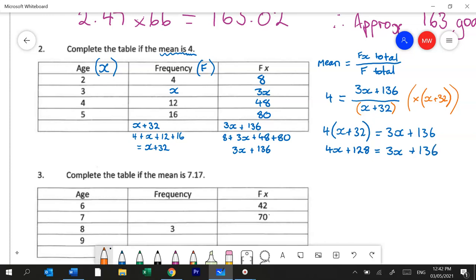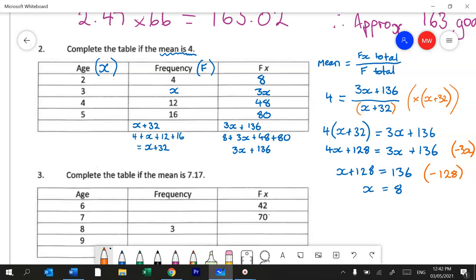Balance method, I will subtract 3 X's from both sides. That leaves me with 1 X on this side and 128, and it leaves me with 136 here. I will subtract 128 from both sides. I'll have X here and I'll have 8 here. So I've solved for X, and now all I have left to do is to finish filling in the table.